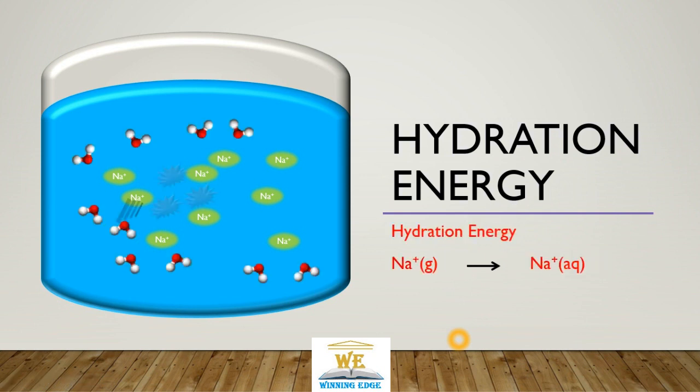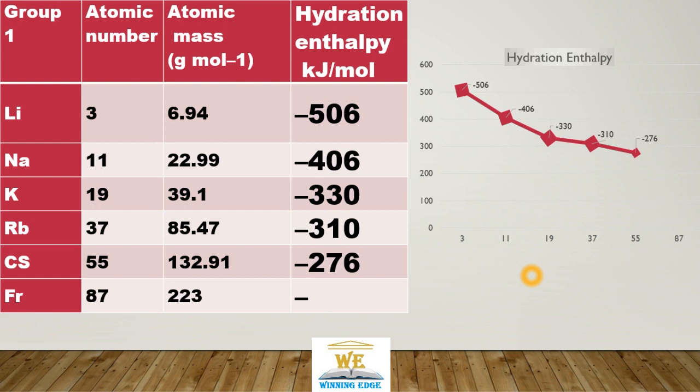Next step is hydration of these sodium ions. These sodium cations undergo hydration with water molecules to release hydration energy. So there is a 3-step process from solid sodium to hydrated sodium cations, or aqueous sodium ions. This is how hydration energy is explained, and it is least for cesium and highest for lithium.